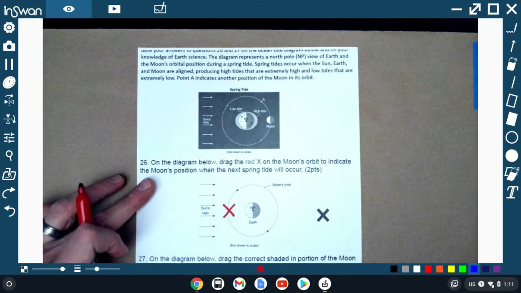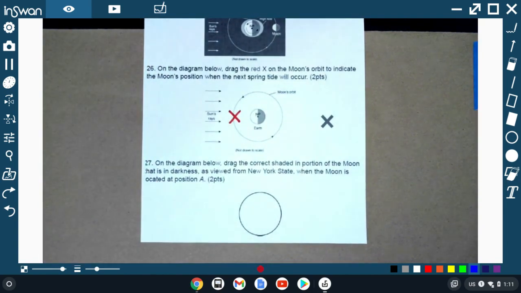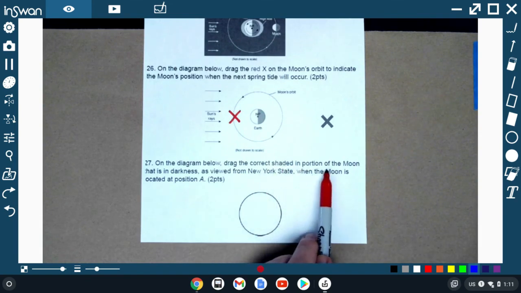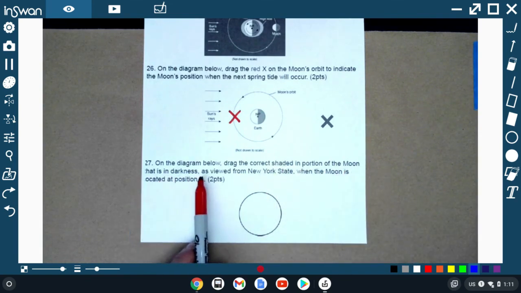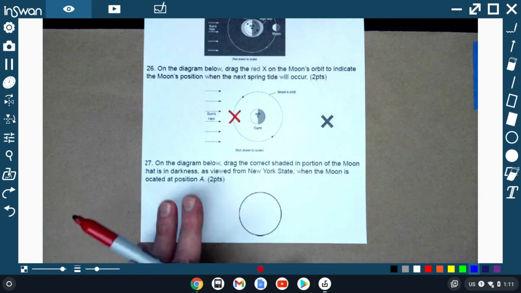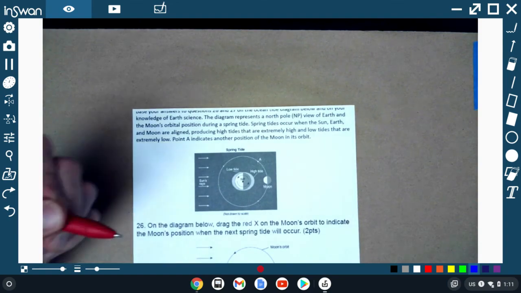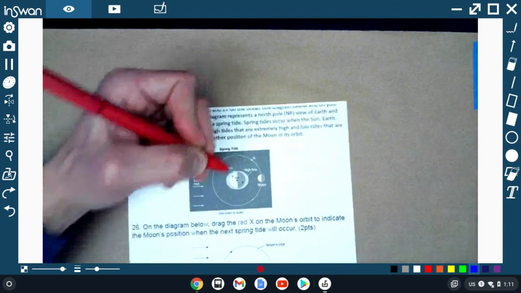And then also, question 27. Now we're going to look at that diagram still. And it says, on the diagram below, drag the correct shaded-in portion of the moon that is in darkness as viewed from New York State when the moon is located at position A. All right, so once again, we have our position A. I'm going to get a pen here. And so what we like to do is think about, what are we going to see at this position?